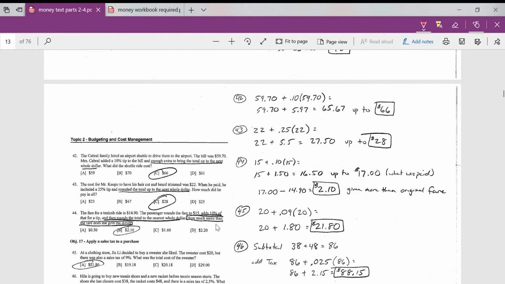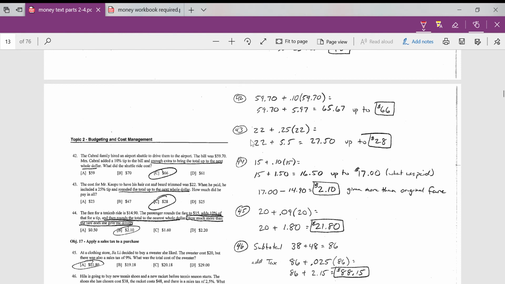Okay, 42. These I might go through a little quicker. They're very similar. 42, hired an airport shuttle. The bill was $59.70. They added a 10% tip and enough extra to bring the total up to the next whole dollar. So again, they're just rounding it up to the next whole dollar.